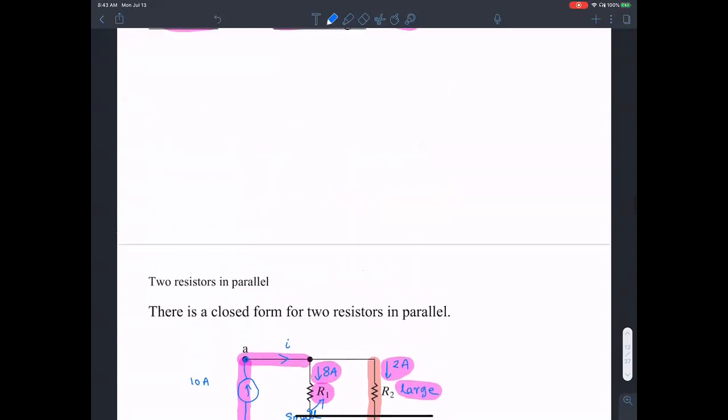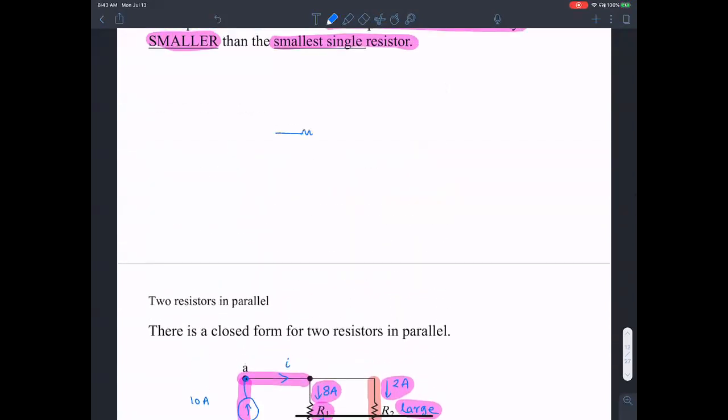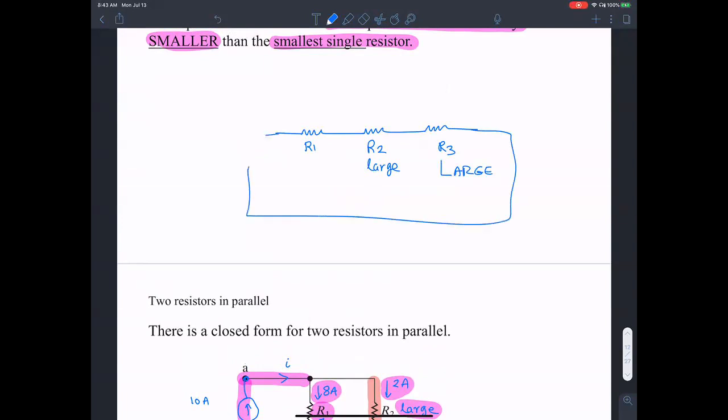So I've got a question for you. How about in series? Let's say I have three resistances, R1, R2, and R3. R1 is small, R2 is really large, and R3 is extremely large. They're connected in series. What do you think happens to the current in each of these resistances? Does it get weaker? Does it get bigger? They're in series, remember? Does it get weaker? Think about it.